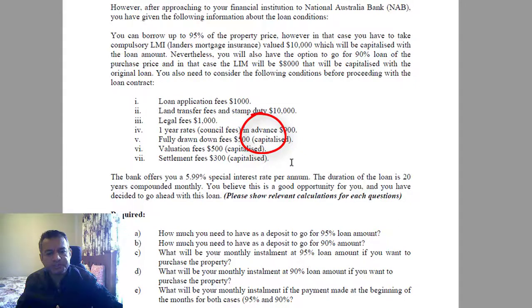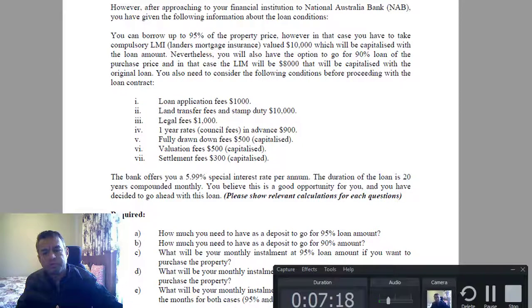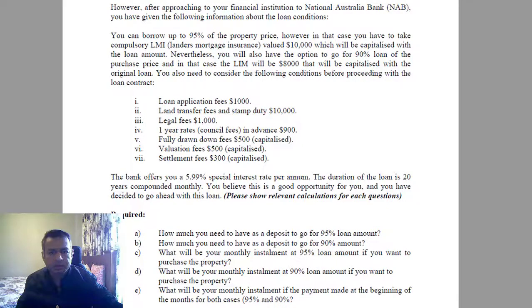It is also mentioned in the question that if you're taking a 95% loan, then you need to pay $10,000, which is LMI, which will also be capitalized with the loan amount. Or if you decide to go for a 90% loan amount, in that case LMI will be $8,000 and the amount will be capitalized. Now let's also look at the other part of the questions, and how we're going to do the solution.